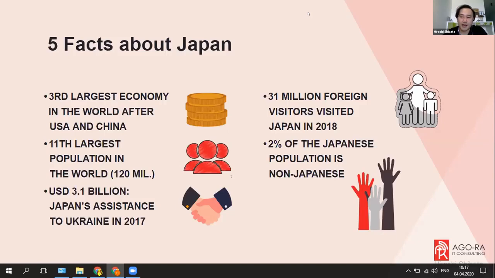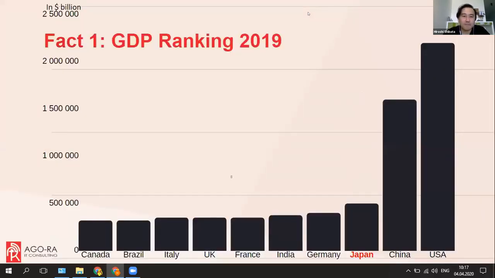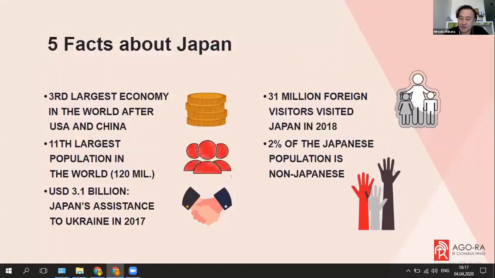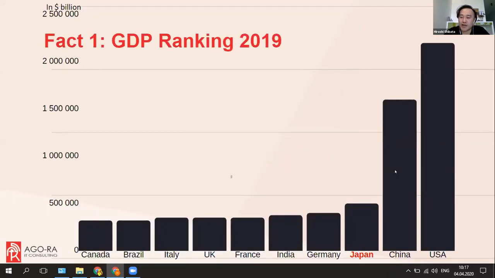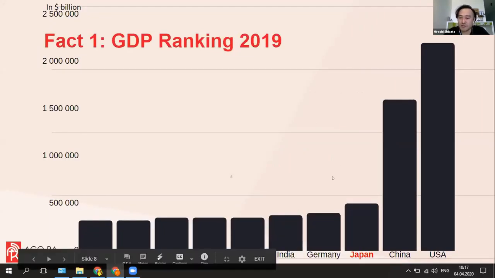And yeah, like I said, in terms of GDP, Japan, as you can see, is the third, after the US and China, and then another country followed.